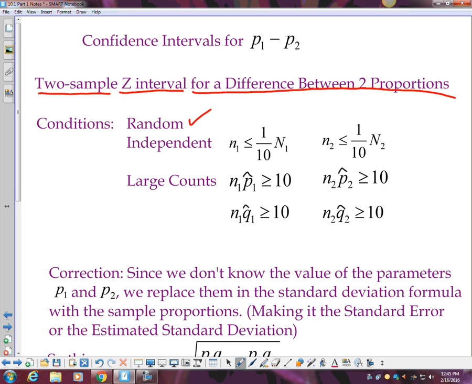Now notice on this one, I have hats. So why do I have hats on this stuff? Well, that's because I don't know this information, because I'm finding a confidence interval for them. So I'm sort of giving you a window of where I think they're going to fall, but the data that I'm going to have is actually sample data. So that's why these have hats on them.